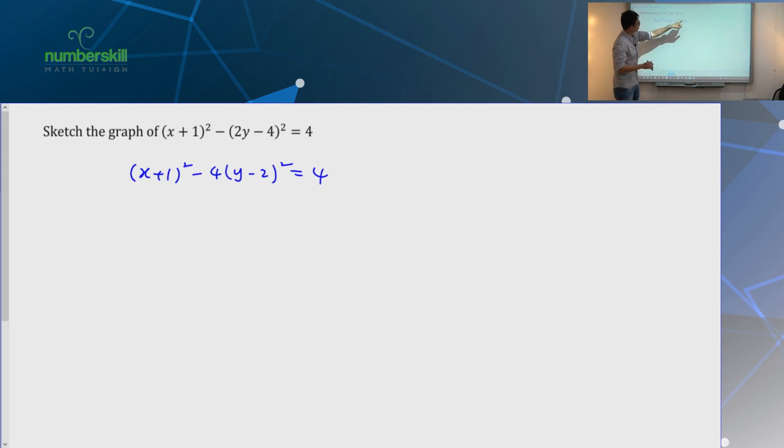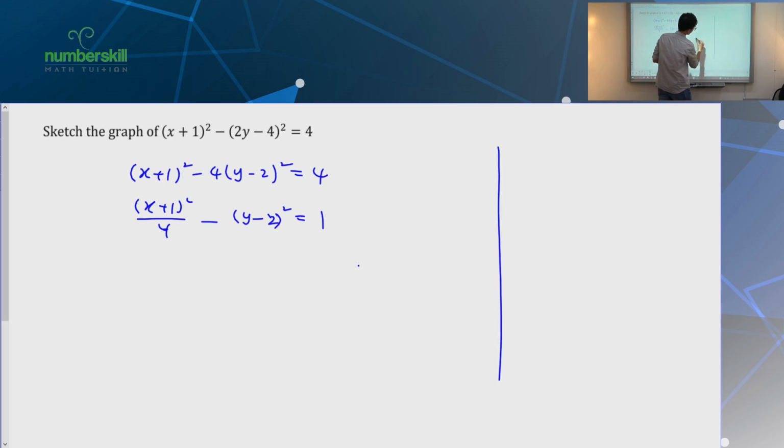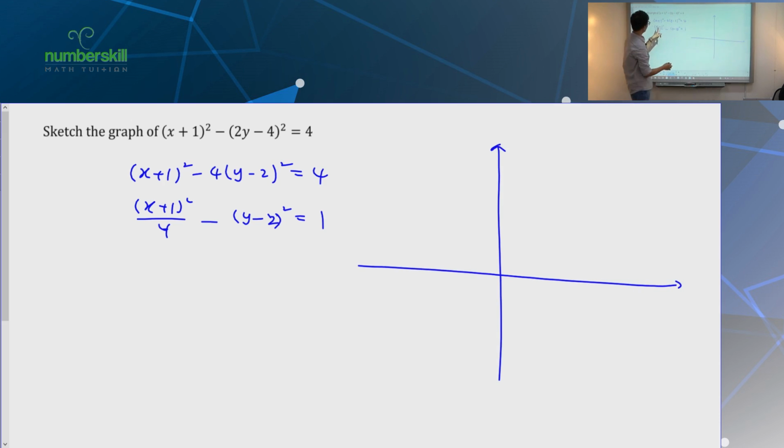Okay, cool. Now, same thing as your ellipse, the right-hand side must be 1. So you have no choice but to divide throughout by 4. I can start drawing. Okay, how do I start drawing? Well, first of all, I need to know the center, so let's try. The center will be at (-1, 2).